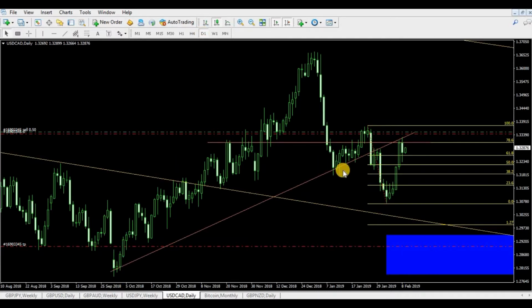But if we do have a look, we've got an uptrend and it's a break and a retest. It's also 78.6. I am going to keep this position. I do think it'll still head down to these original levels.